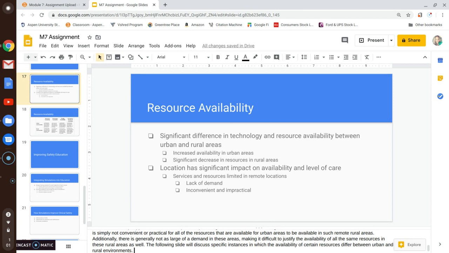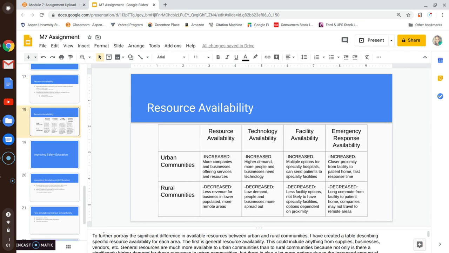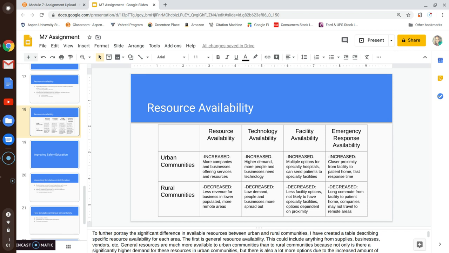The following slide will discuss specific instances in which the availability of certain resources differ between urban and rural environments. To further portray the significant difference in available resources between urban and rural communities, I have created a table discussing specific resource availability for each area. The first is general resource availability. This could include anything from supplies, businesses, vendors, etc.